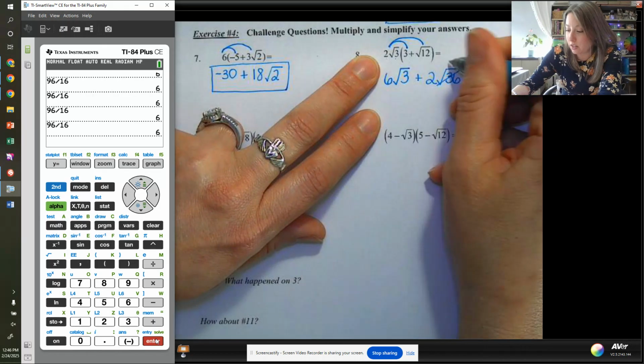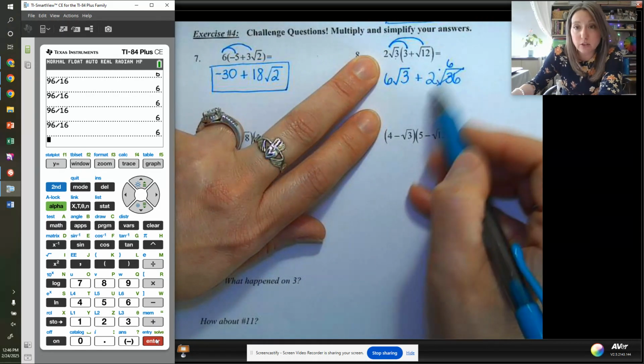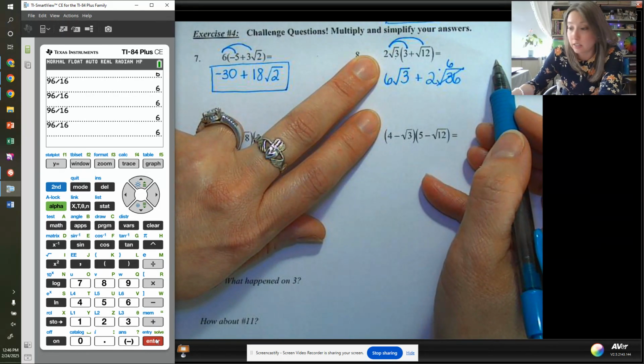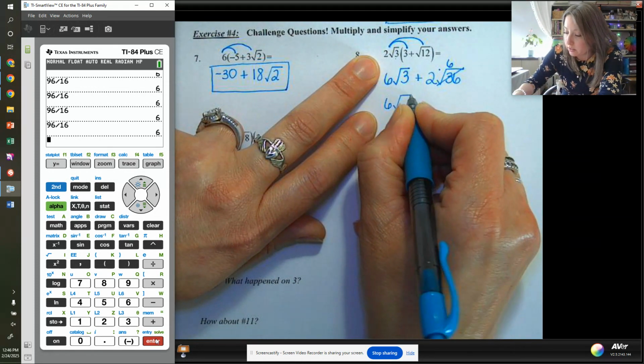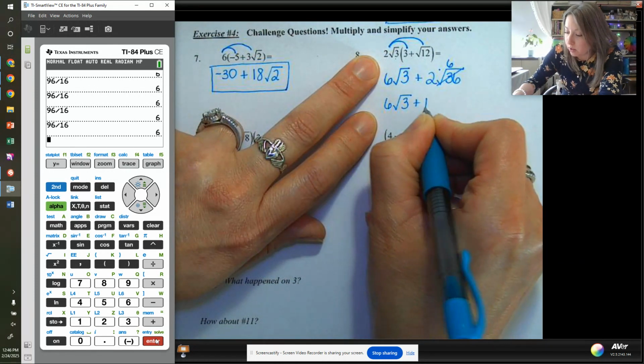Since 36 is a perfect square, that simplifies further. We take the square root of 36, we multiply it by the coefficient that was already out front. We get 6 radical 3 plus 12.